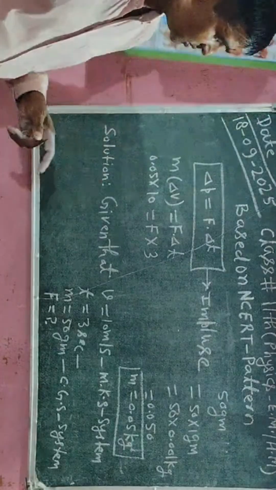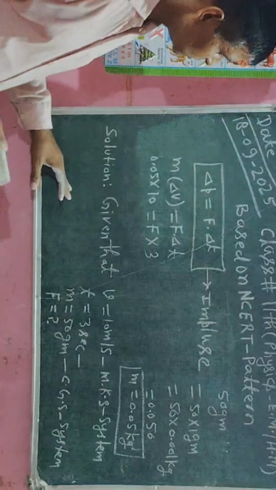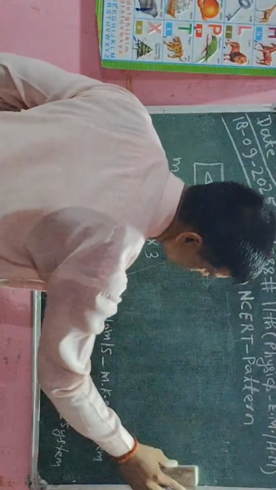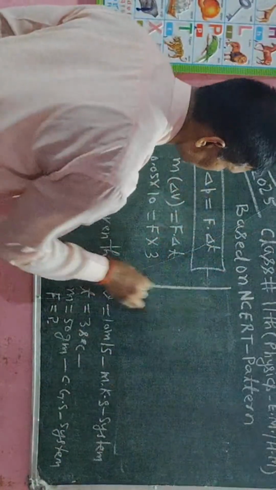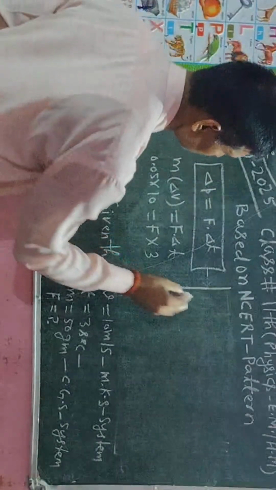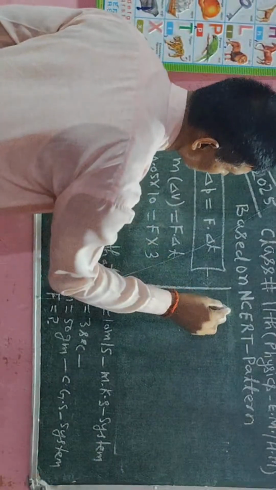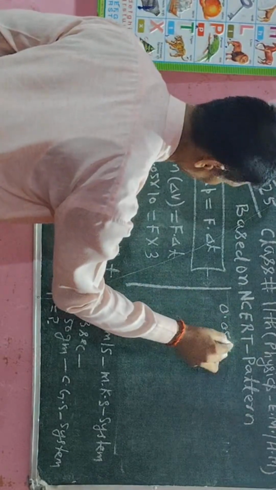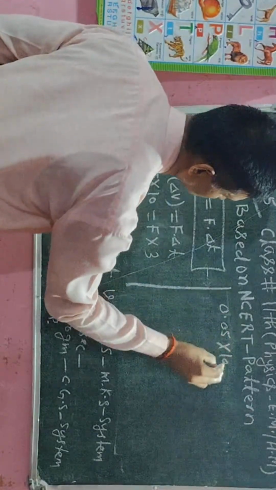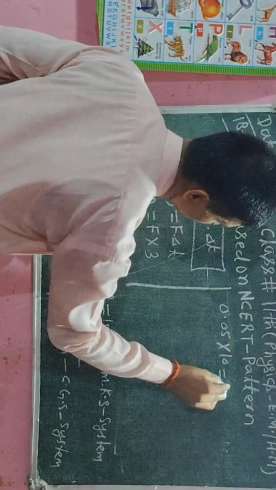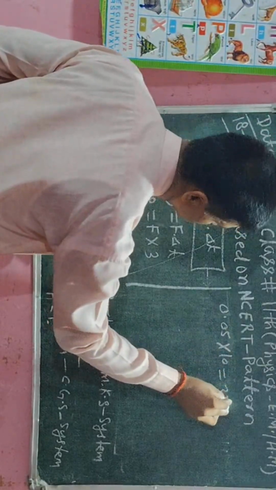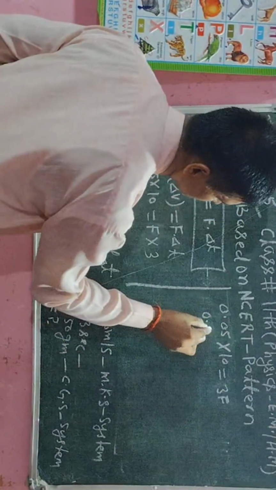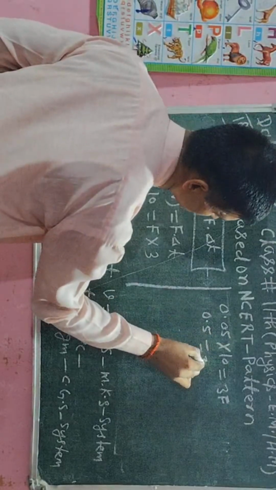Okay students, so firstly I am going to calculate this solution. I will calculate force. So force equal to, the same data I have written here, 0.05 into 10. On the right hand side I can write 3 here. So after multiplying this, I can write 0.5 equal to 3F.